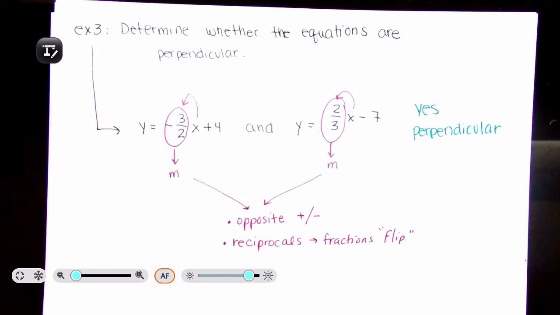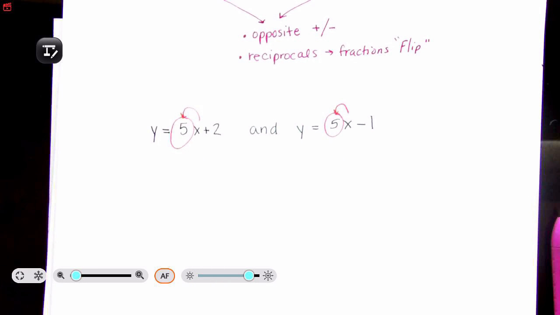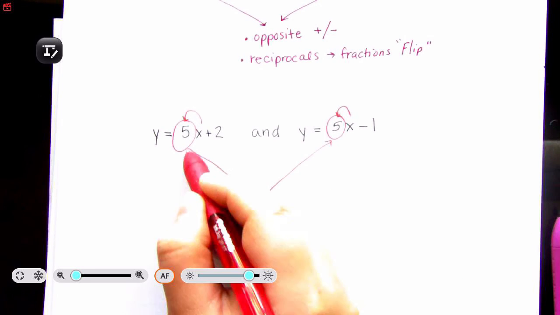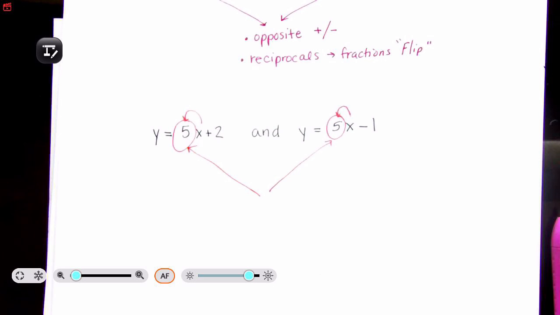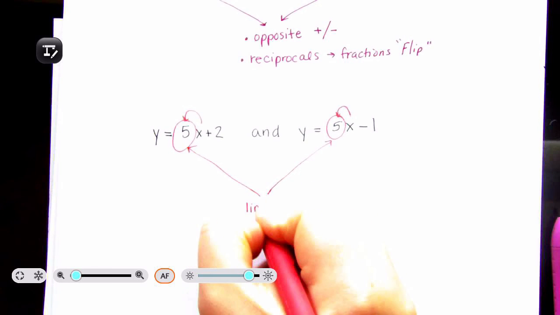Let's do another one. Y equals 5x plus 2 and y equals 5x minus 1. Again, what are we doing? We're checking that number in front of x. And right away, I can see that 5 and 5 are exactly the same number. If you recall, if the slope is exactly the same, that means that the lines are parallel.